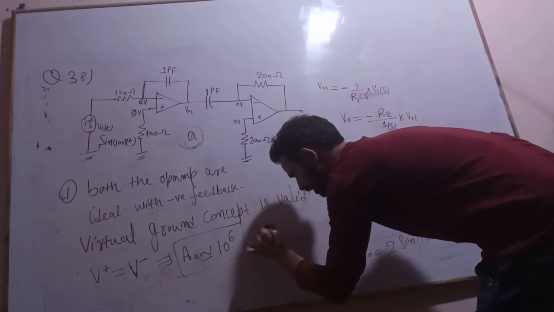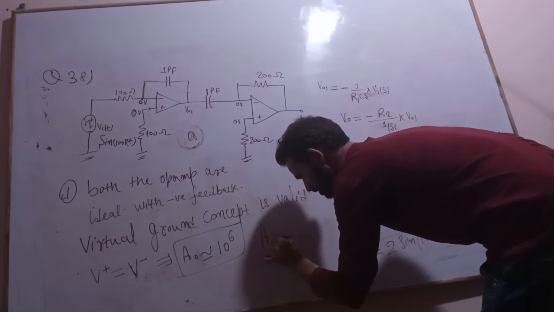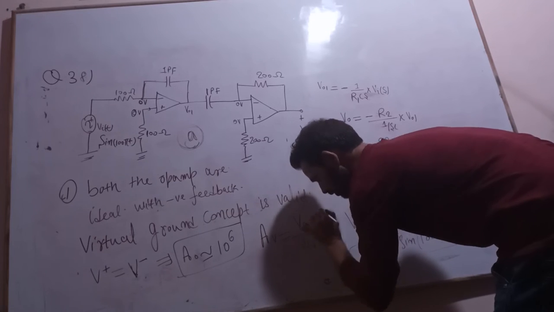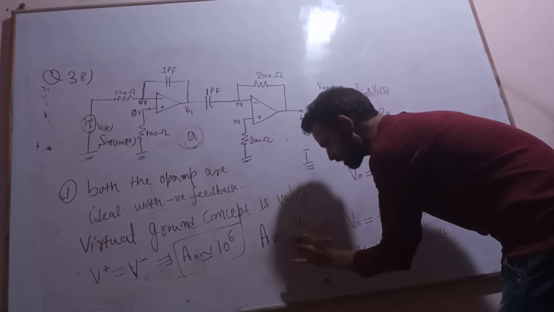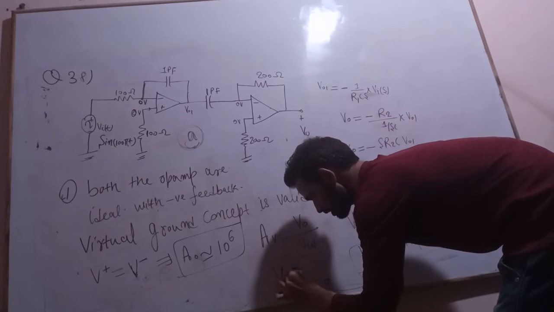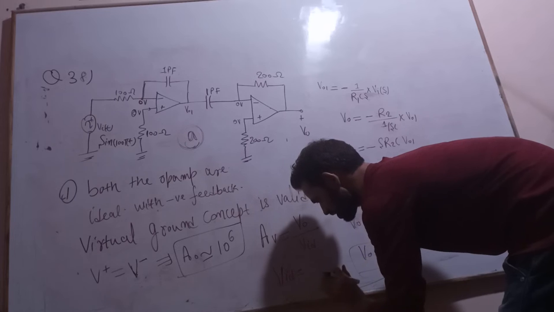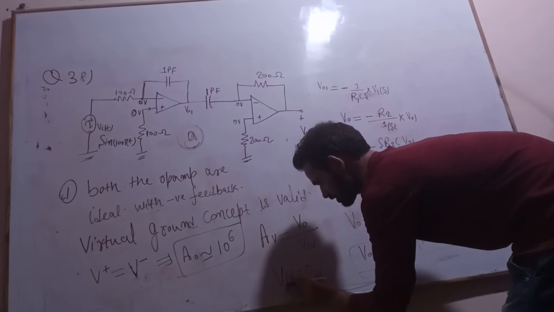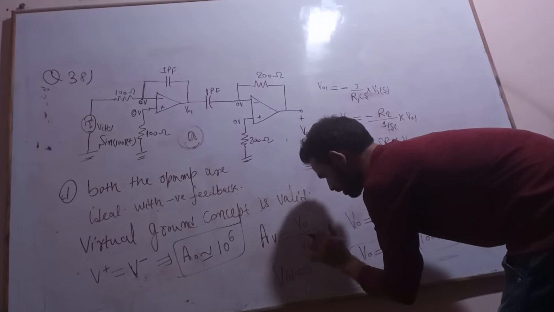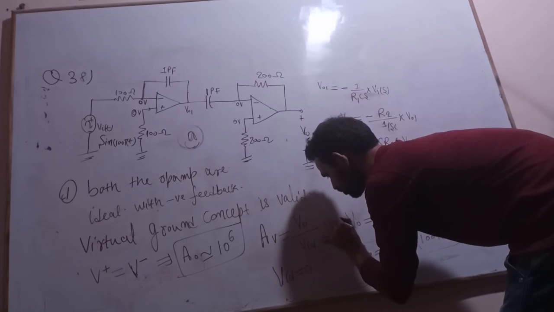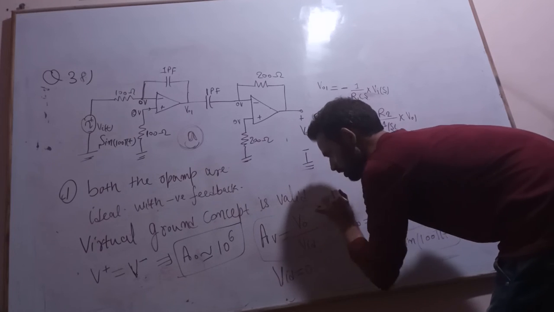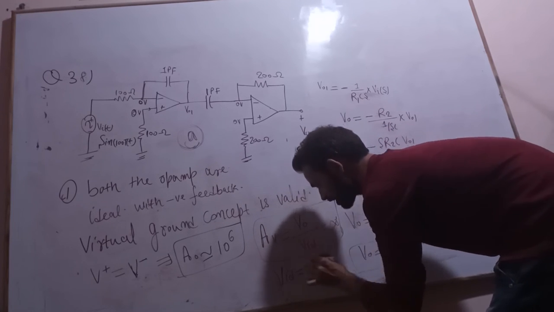If you see this, voltage gain is equal to v naught by vid, the differential input voltage. Under the ideal condition this vid is zero. v naught by zero means it is infinite, so this gain is very large. Since this gain is very large, this vid must be equal to zero.